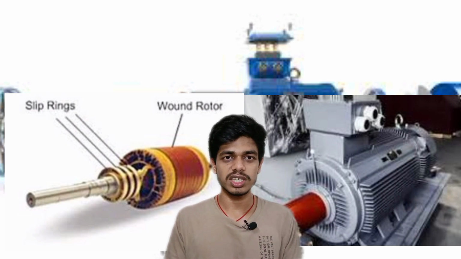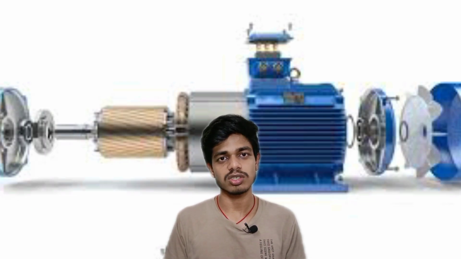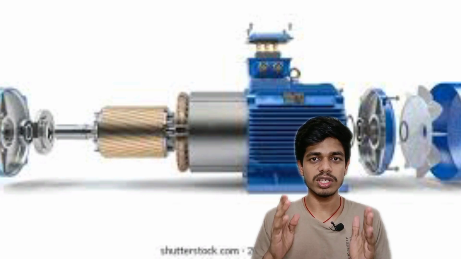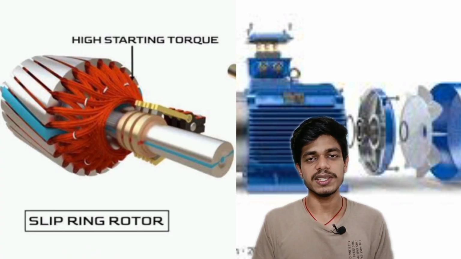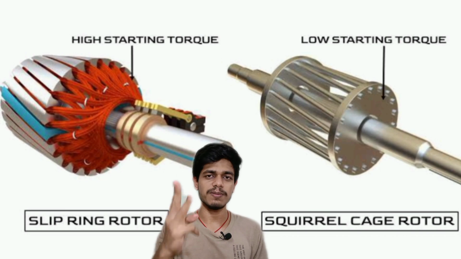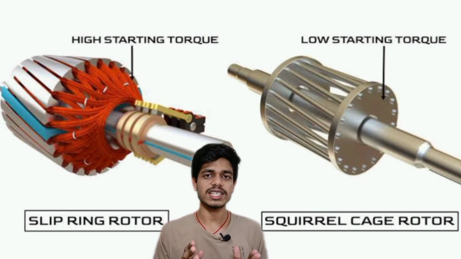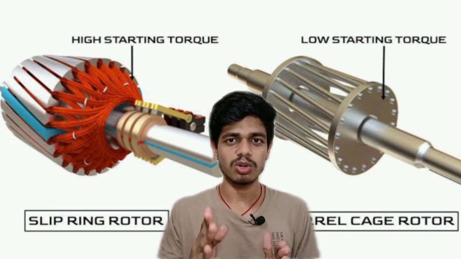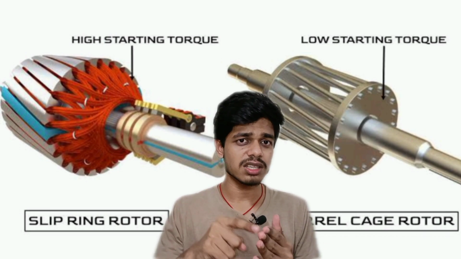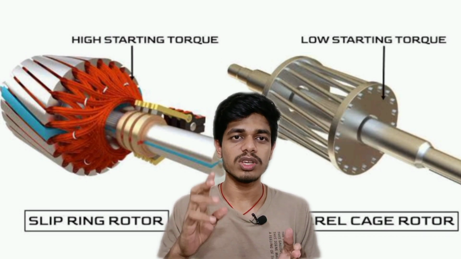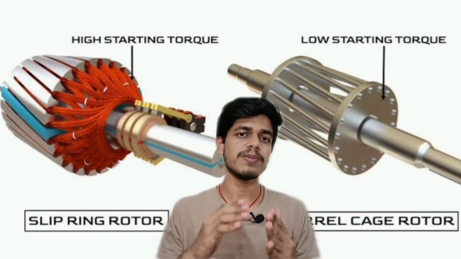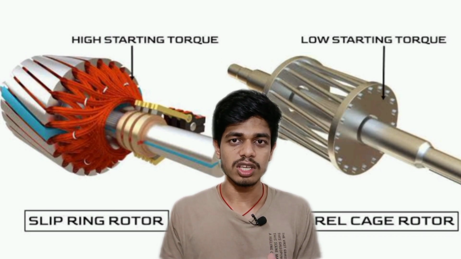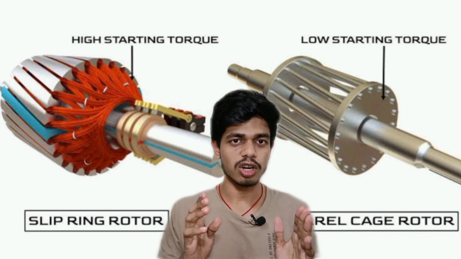So it is also a type of three-phase induction motor, and in this motor we use a slip ring rotor. In this motor we use three-phase winding instead of copper bars in the rotor. In the squirrel cage induction motor we use the squirrel cage rotor, and in this squirrel cage rotor we use copper bars. But in the slip ring induction motor we use three-phase winding in the rotor instead of copper bars.